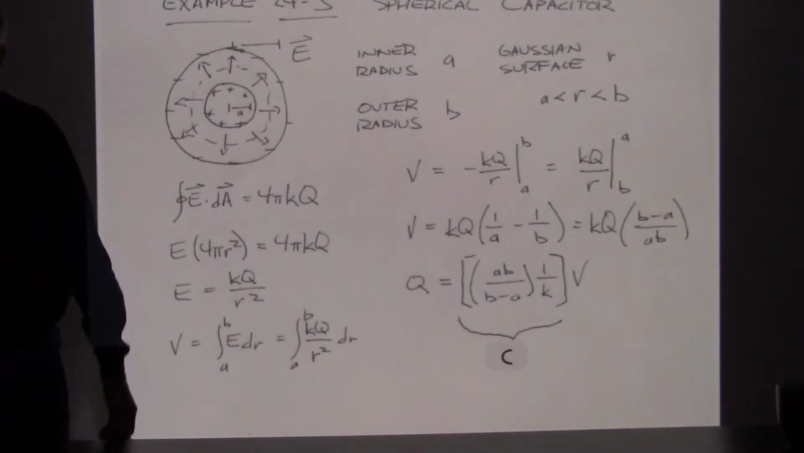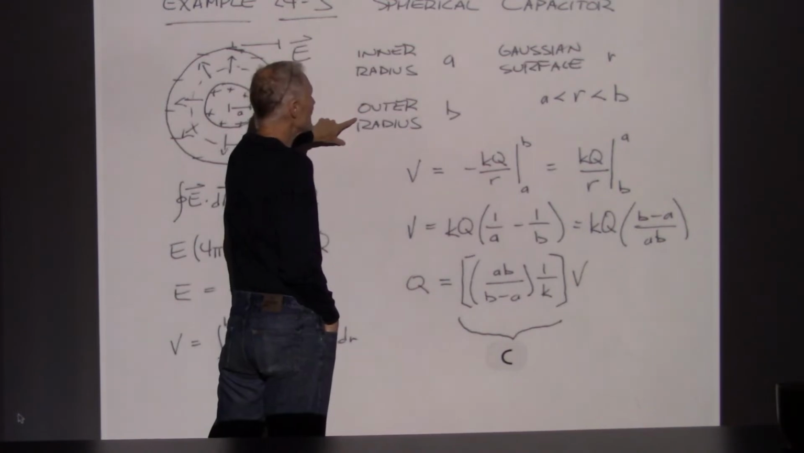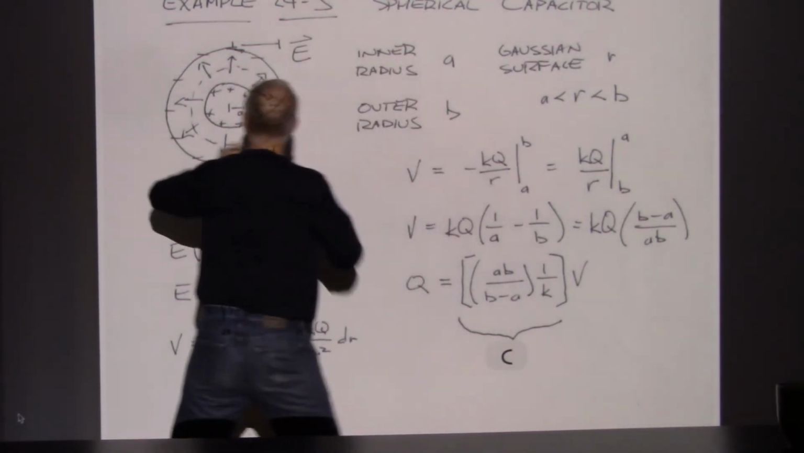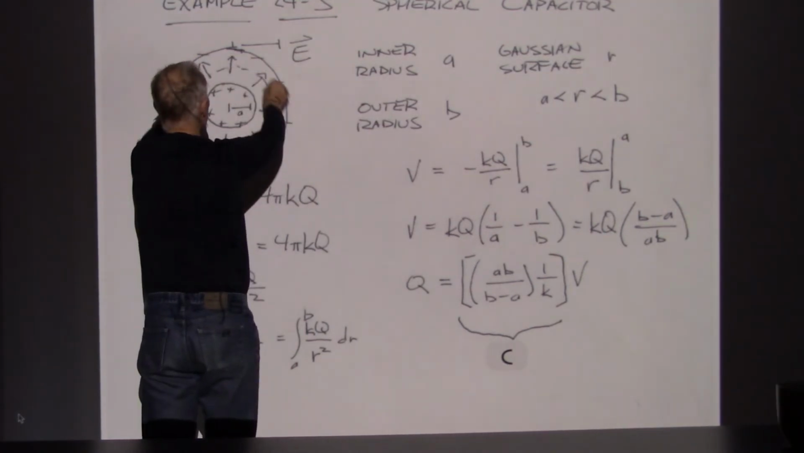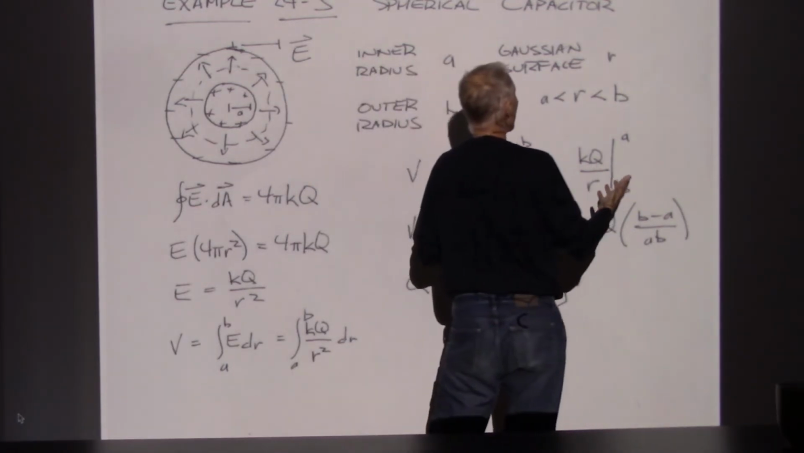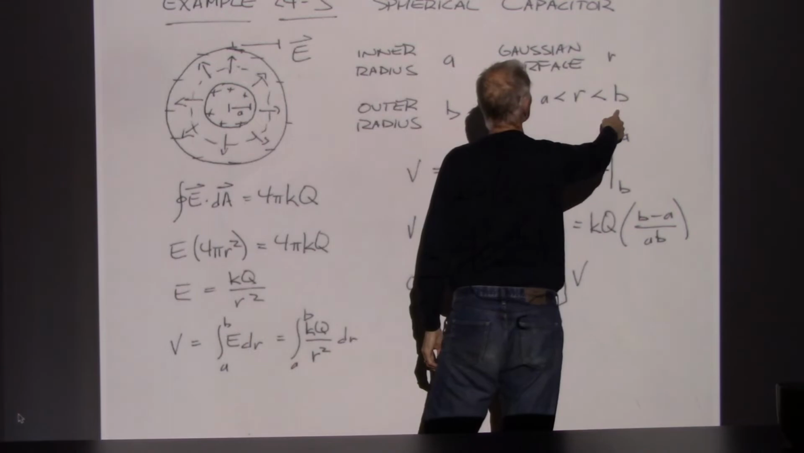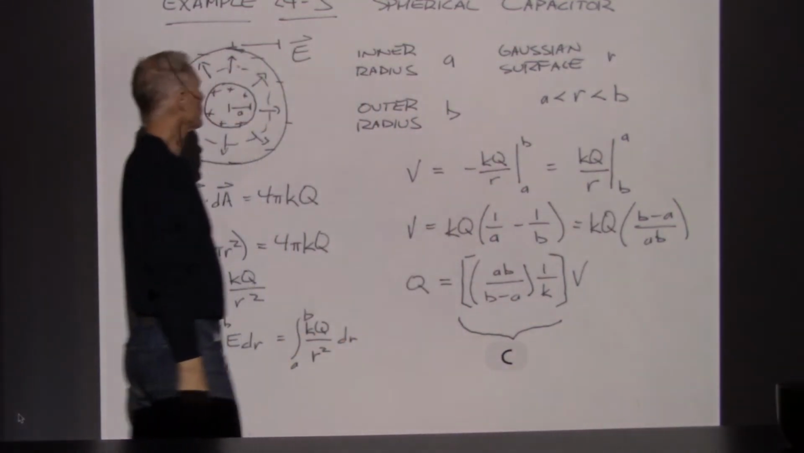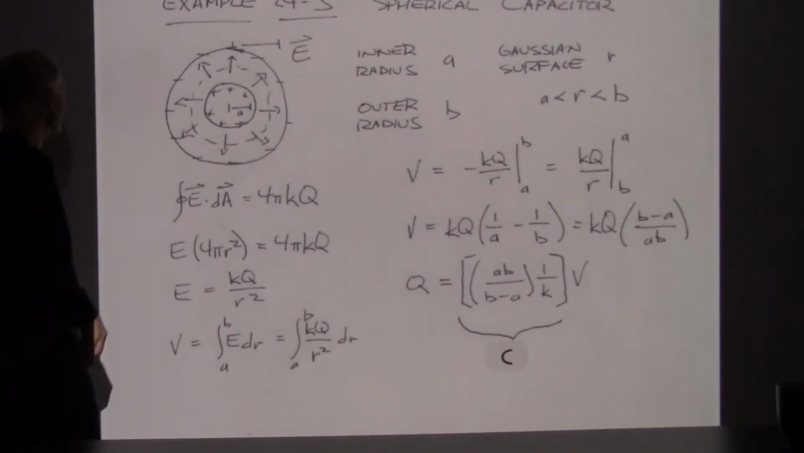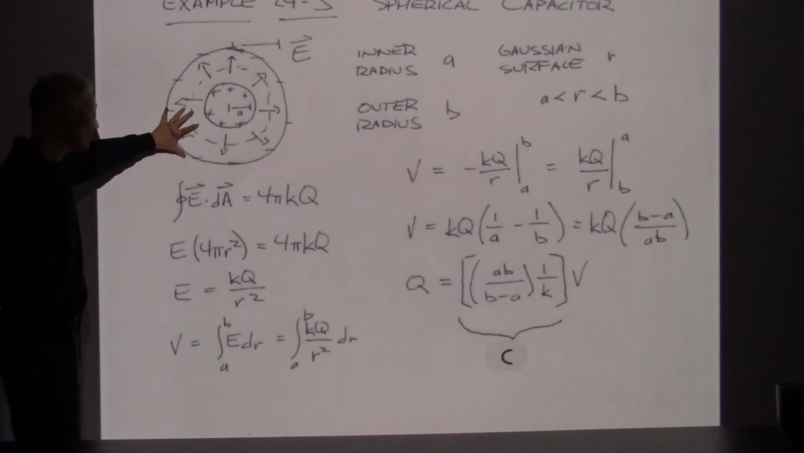So I'm thinking we're going to do the same thing. Inner radius of a, outer radius of b. We're going to introduce a Gaussian surface in between that region. Now the Gaussian surface is going to need to have any value of little r between a and b. So it can be any value. In fact, when we integrate here, we're going to have to include all those possible values. So here's Gauss's law, and it's a spherical shape.